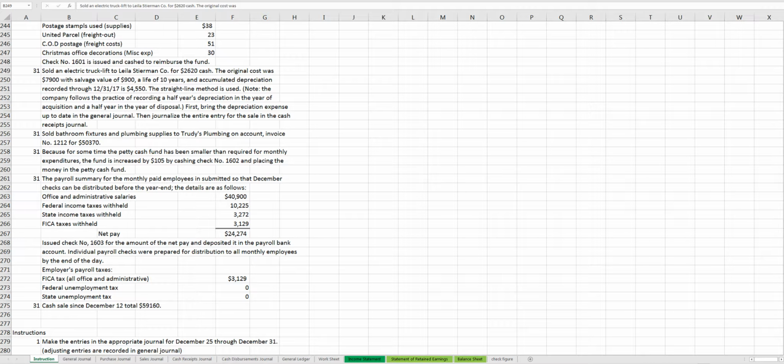Now the journal entry is very clear. If you write everything down, we're going to remove the original asset from the books. So we're going to debit accumulated depreciation, credit the lifted truck cost, debit loss, and debit cash.